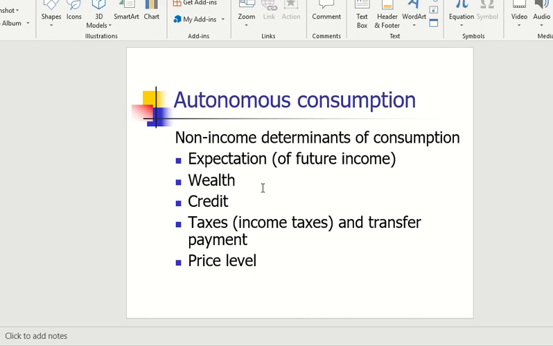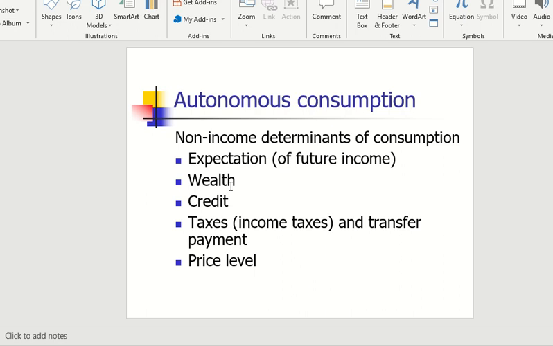Obviously, I'm not encouraging that kind of behavior, but I'm just saying that this is true, that even though we remained very poor students, our behavior changed simply because we expected our future income to go up sharply. So that is one factor that can affect consumption.